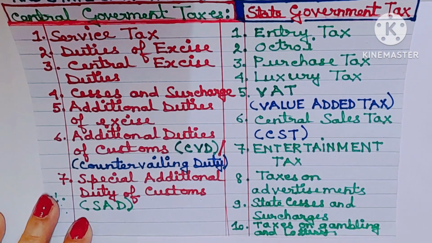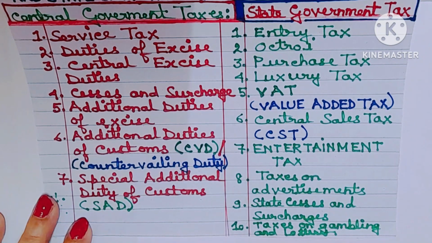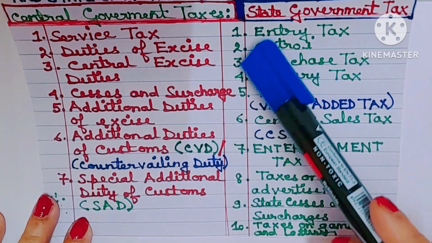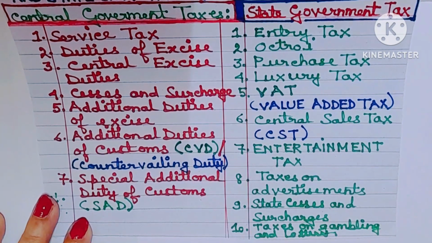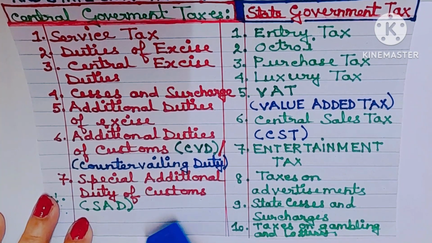So what were the central government taxes? Number 1, service tax. Number 2, duties of excise. Number 3, central excise duties. Number 4, cesses and surcharge. Number 5, additional duties of excise. Number 6, additional duties of customs, in short CVD, or countervailing duty. Number 7, special additional duty of customs, in short SAD.